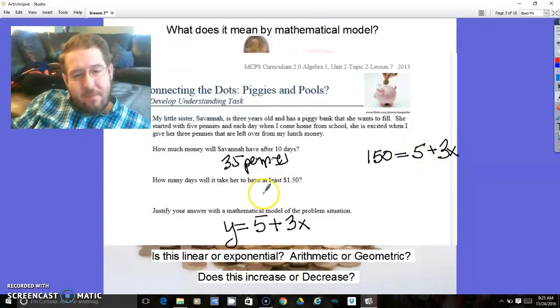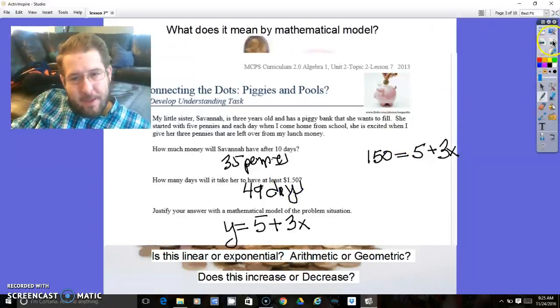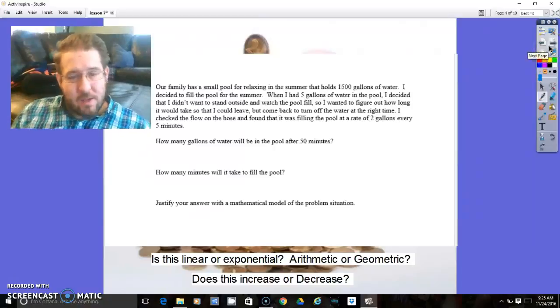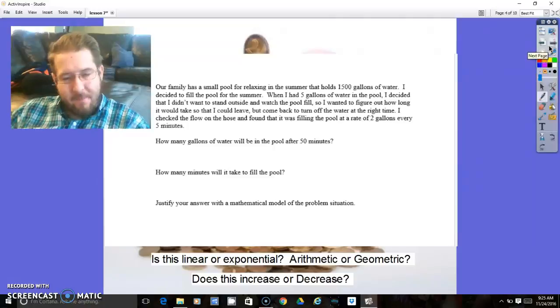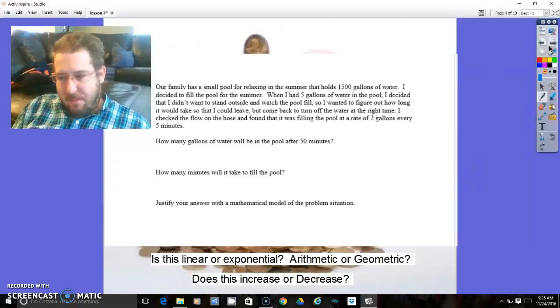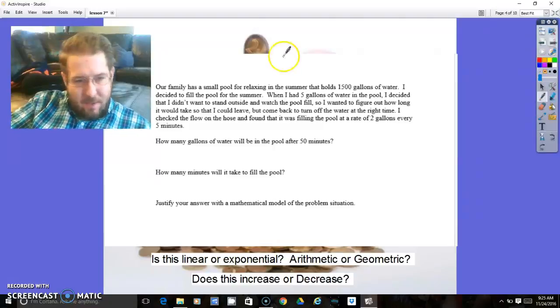So will she have enough money after 48 days? No, she will not. It will take 49 days to have enough money in the piggy bank, because that is a discrete question. Discrete meaning it's not going to continuously have pennies in the piggy bank, because pennies, you drop them in one at a time. Either you have a penny or you don't have a penny. There's no in between. You're not going to have fractions of pennies building themselves inside the piggy bank.